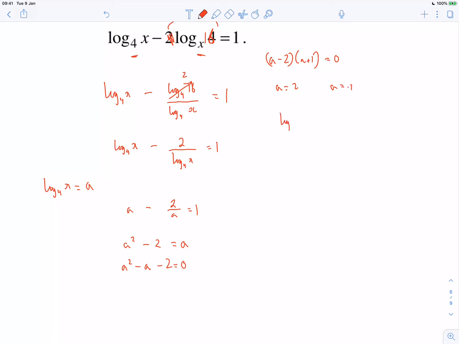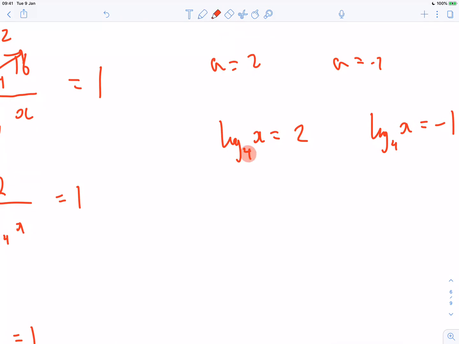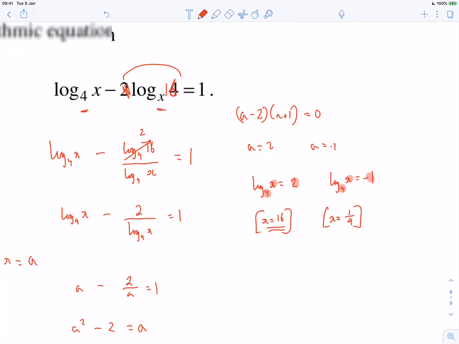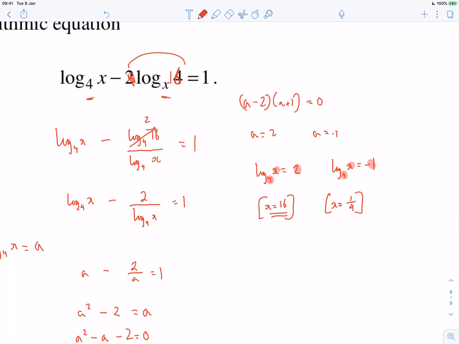Same deal, we're going to have log base 4 of x equals 2, or log base 4 of x equals minus 1. So the way we read this is 4 to the power of 2 is x for that one. So 4 squared, that means x is 16. And for the other one, we've got 4 to the power minus 1 is x. So it looks like x could be 4 to the minus 1, which is just 1/4. We should always check to see extraneous solutions, that kind of thing. So let's have a look.